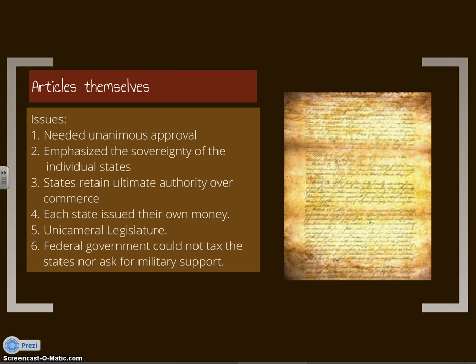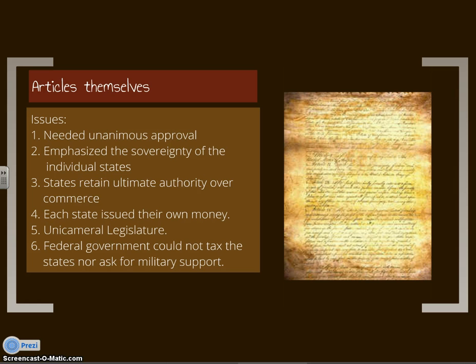This is a confederation, that's why it's known as the Articles of Confederation. A confederation is a union of independent states in which states retain their sovereignty, rights, and power, and is not by their agreement expressly delegated to a central governing body. So they have more power than the federal government does. States retain ultimate authority over commerce. There's not one government regulating the trade between the states.